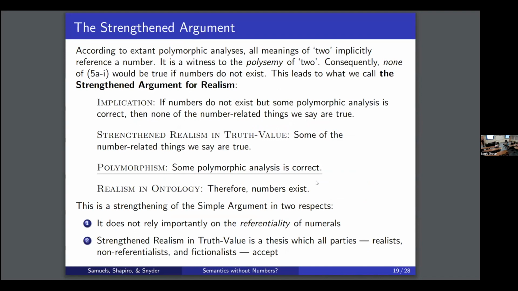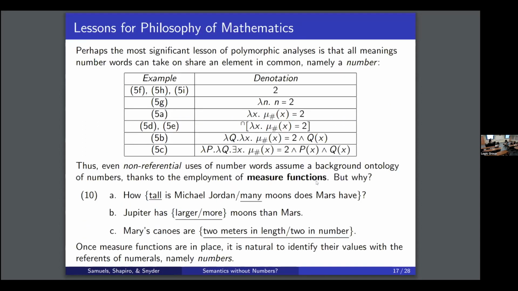To summarize what I just said, on all extant polymorphic analyses, all meanings of 2 implicitly reference a number, right? Either through measure functions or through explicitly referencing a number, as in numerals or the number 2. So consequently, none of those 9 examples I gave you would be true if numbers don't exist. Right? Again, just look at the denotations for these different uses. If numbers don't exist, then none of those corresponding uses could be true. Everyone see that? Okay.